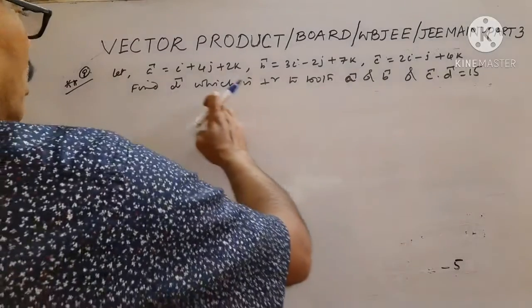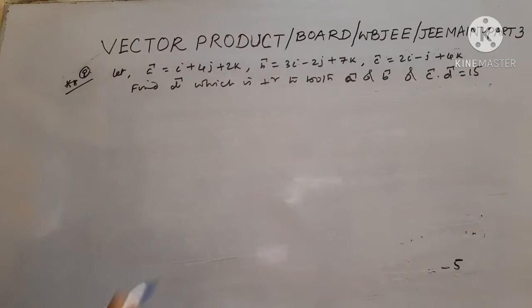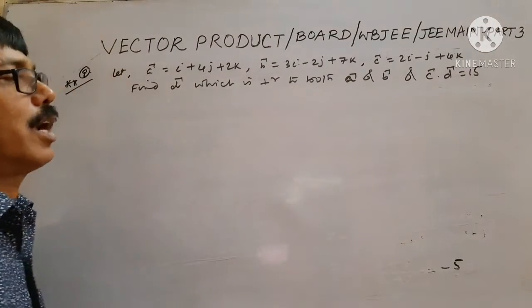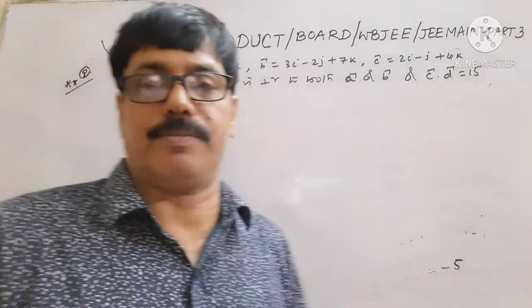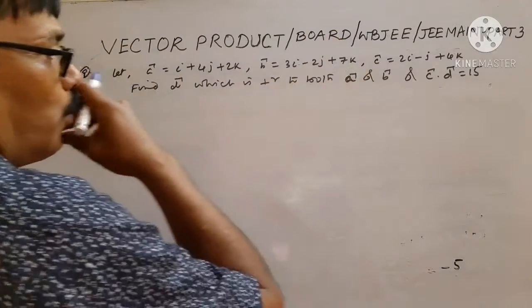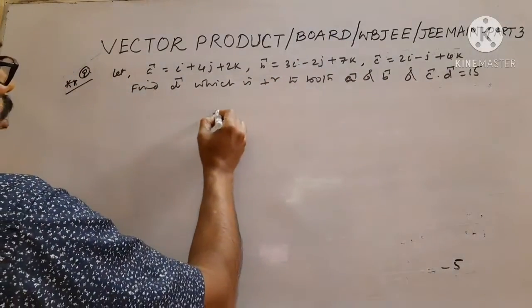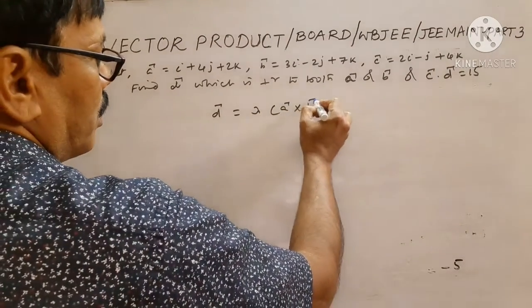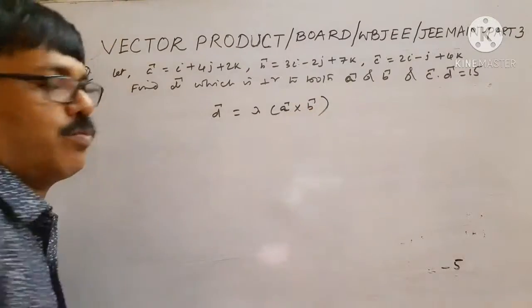Now A, B, C are given. Find D which is perpendicular to both A and B, and C dot D equals 15. D is such a vector that it is perpendicular to both A and B. Therefore D equals lambda into A cross B.